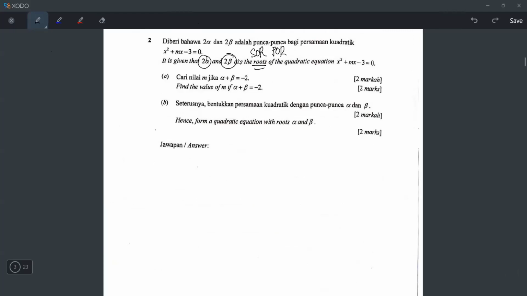So let's read first. 2 alpha and 2 beta are roots of this equation. And then A, they ask you to find the value of m if alpha plus beta equals -2. I'm sure this information will be useful later on, right? But let's write down the information first.